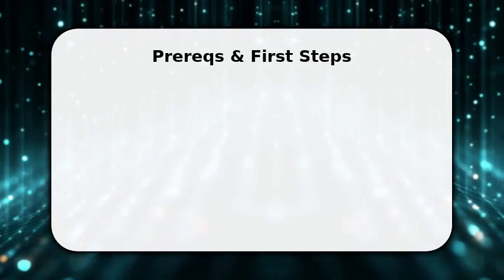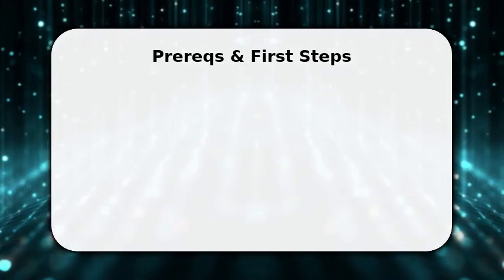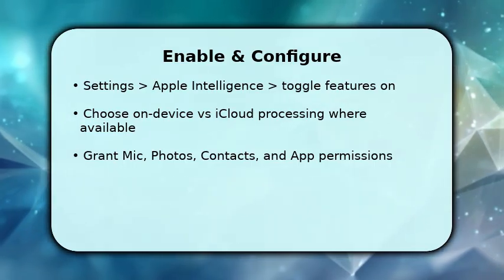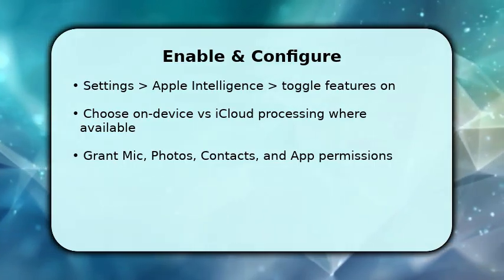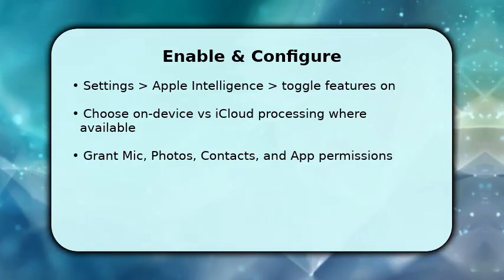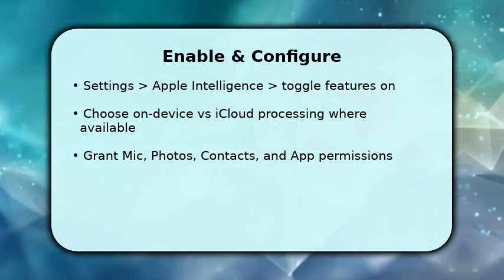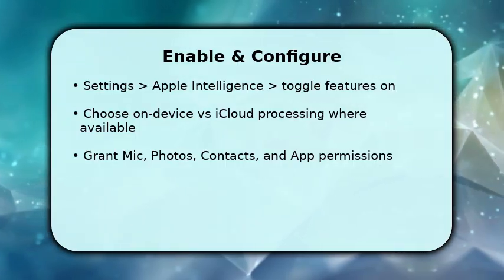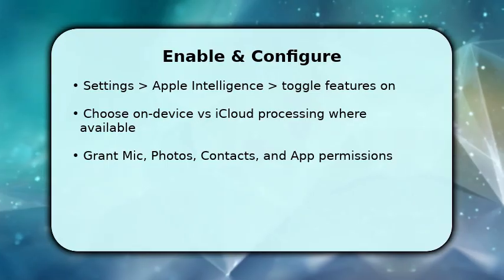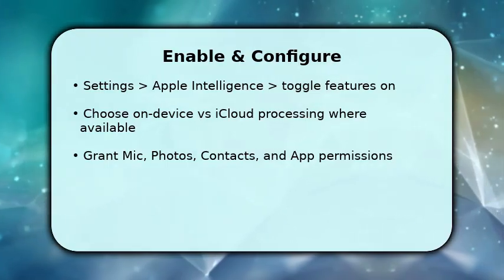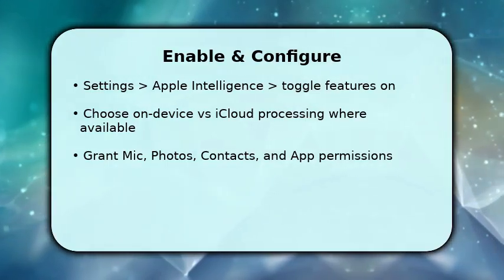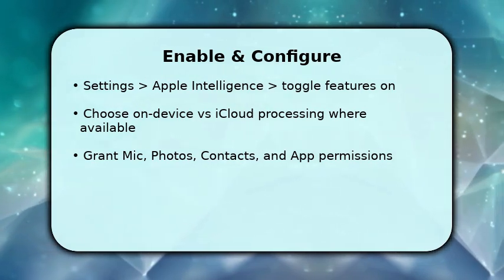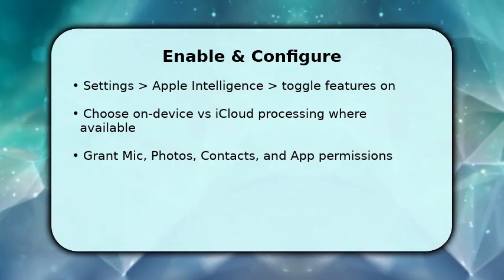You now enable and configure the core Apple Intelligence options. In Settings, tap Apple Intelligence and toggle the specific features you want. Choose on-device processing for privacy or iCloud processing for cross-device continuity. Make sure you grant permissions for microphone, photos, contacts, and any apps that assist the intelligence features because they need data access to personalize results. As you configure, you'll see brief explanations. Read them so you understand trade-offs between speed and accuracy.